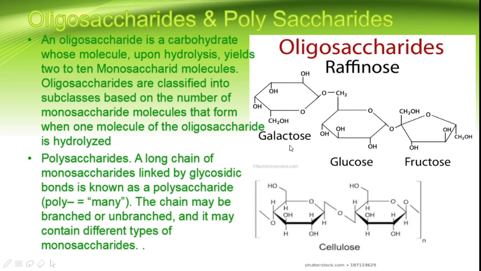An example of oligosaccharides is raffinose, on the right side of the screen. In raffinose, galactose, glucose and fructose are combined through glycosidic linkages to form its structure. And here below is the structure of glucose and cellulose. When glucose units combine with each other, the chain of glucose is formed, the polysaccharide chain, cellulose.